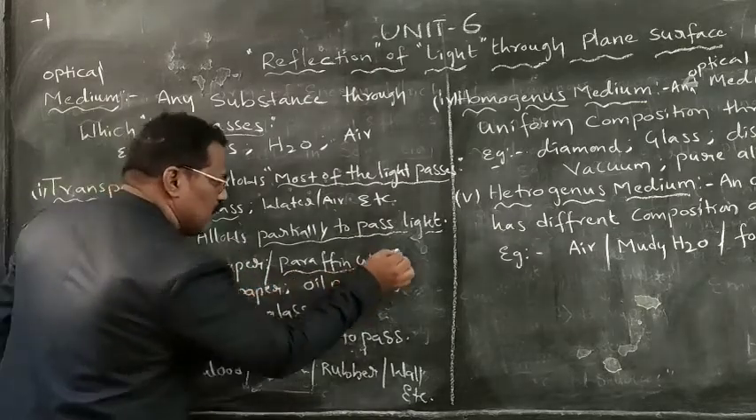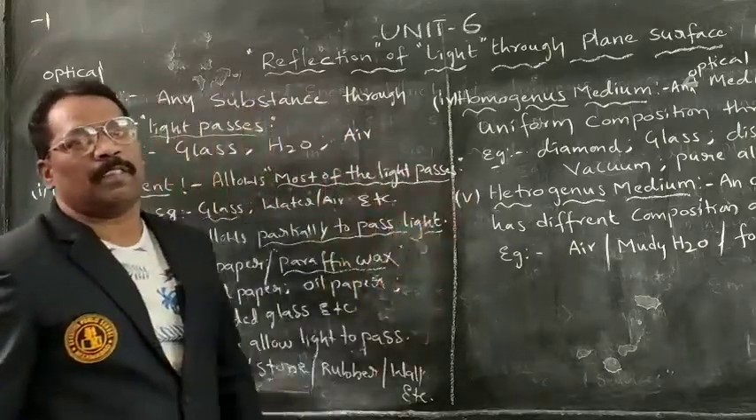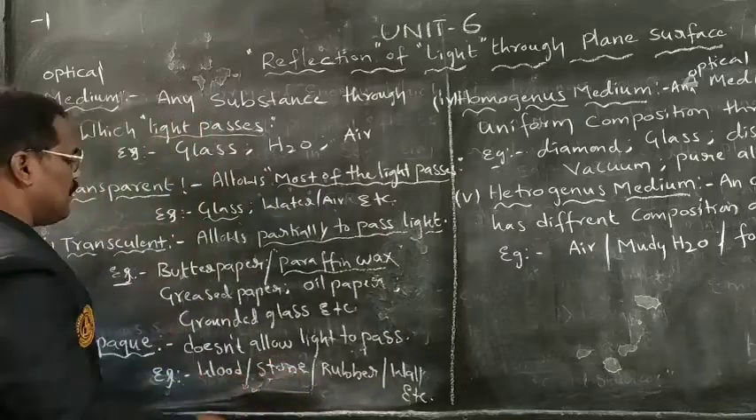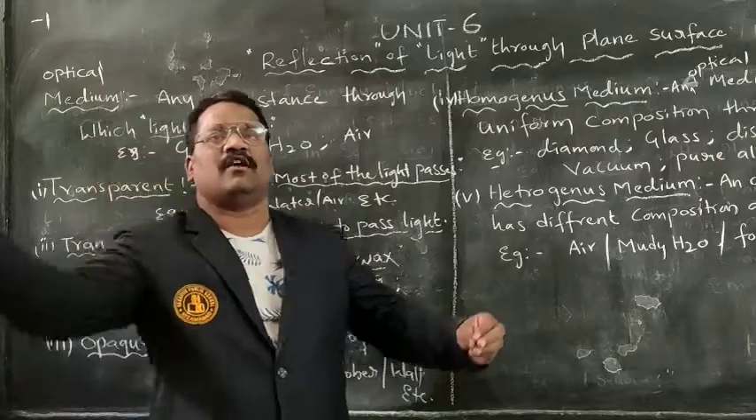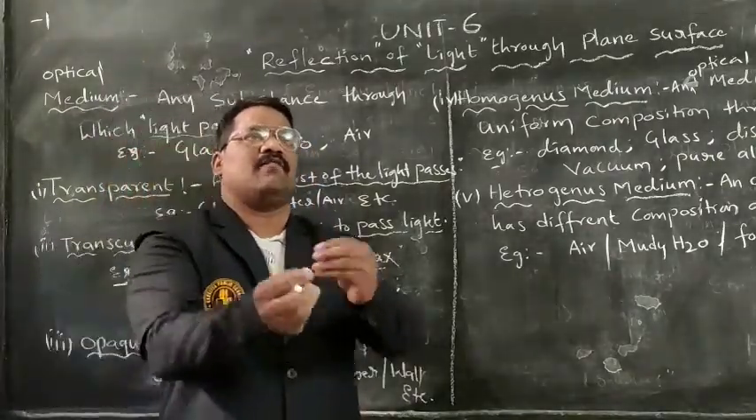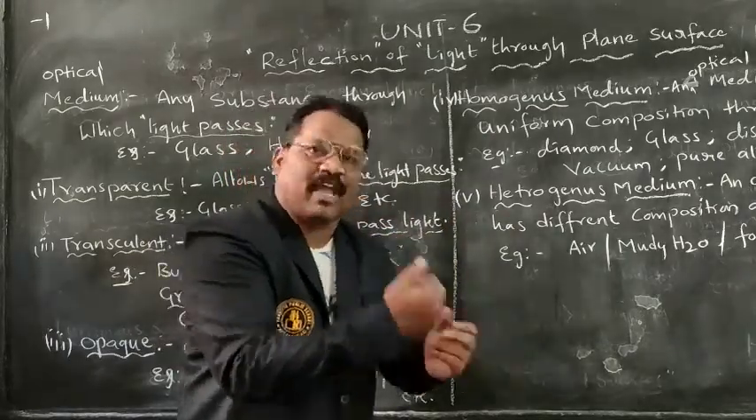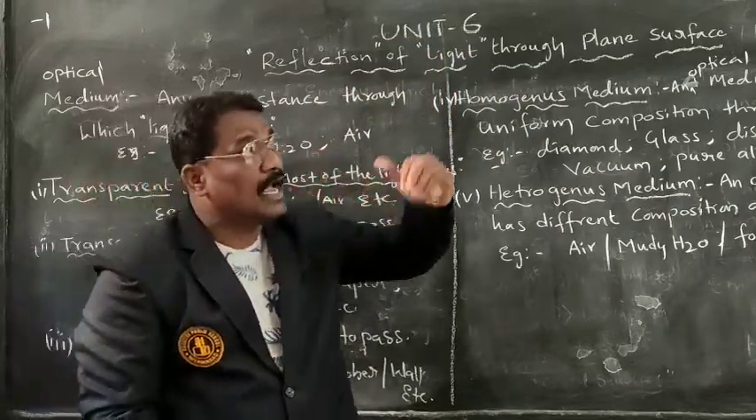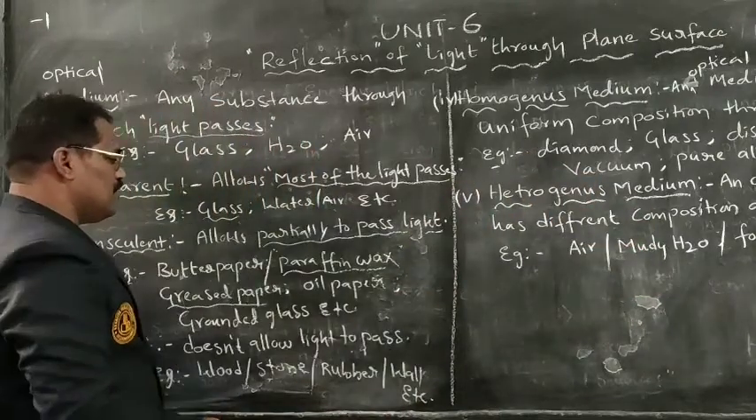Paraffin wax: if you allow light to pass through wax, then also the light passes partially. Next, greased paper. We can find greased paper near automobile workers. As they work with grease, to cleanse their hands they use some cloth or paper. Take out that paper and look through it. Can we see the light clearly? No. The light passes only partially through that surface.